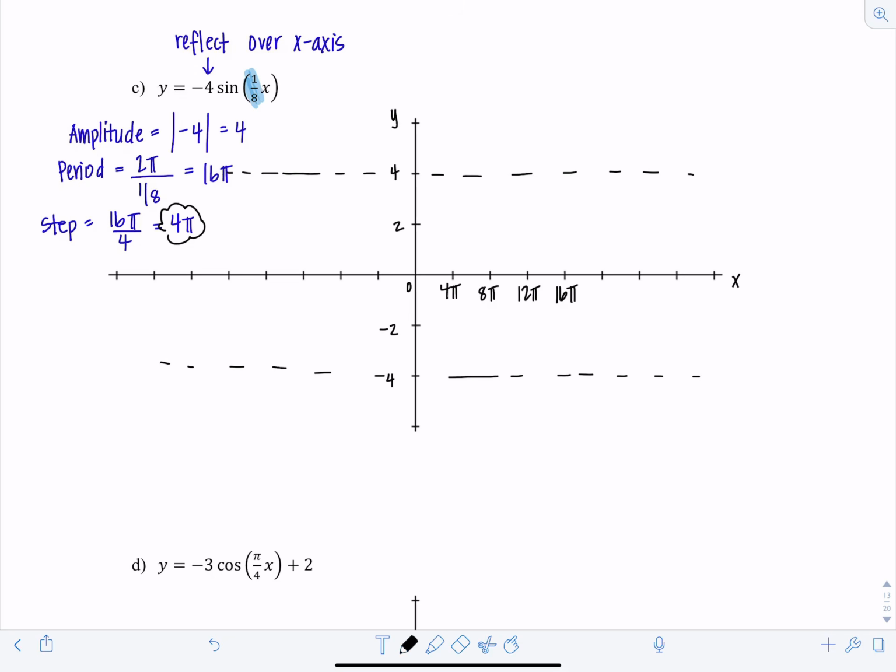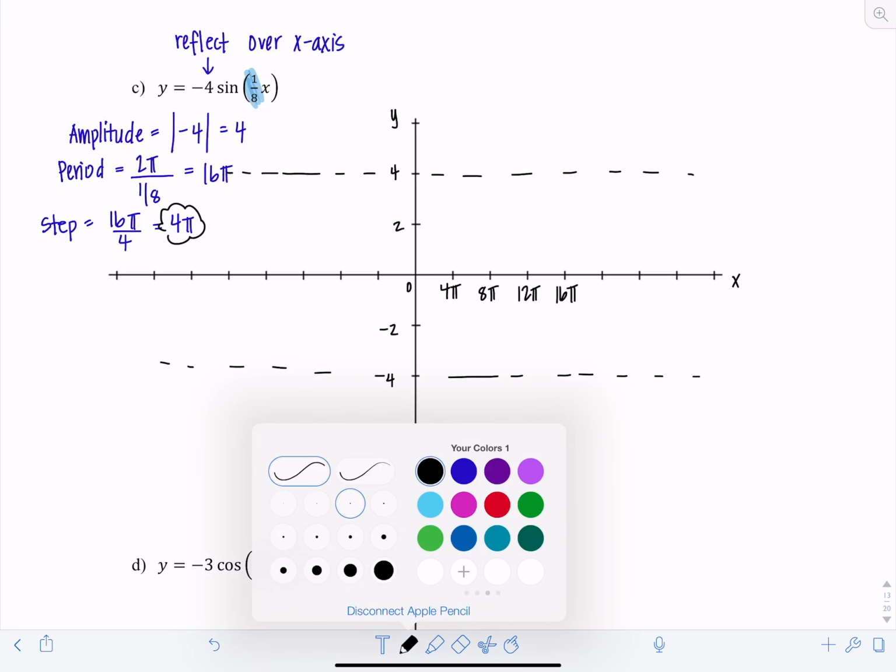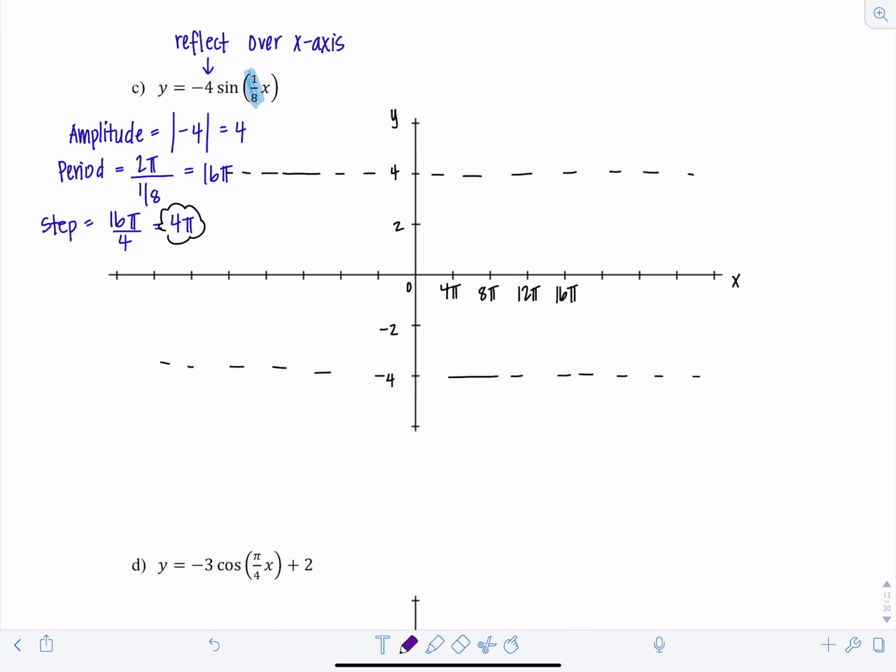All right, so this is sine. So when we're at 0, we will start at 0. And then because of the reflection at 4 pi, I'm going to plot -4 instead of +4, right? Because of the reflection. And then back to 0. At 12 pi, we're going to plot +4. And then at 16 pi, back to 0. So there's our graph. Okay, make it curvy. Don't make it all straight and weird looking like absolute value or something.